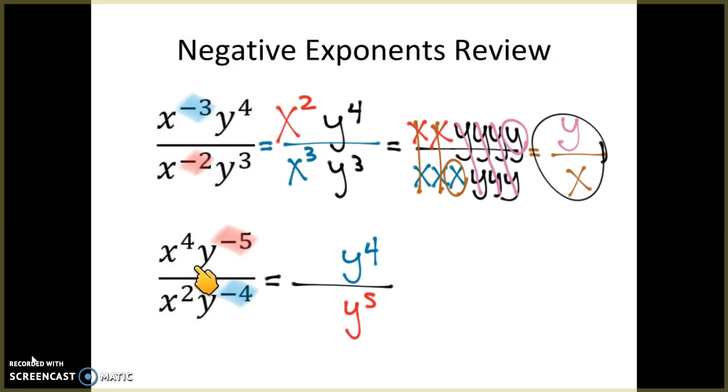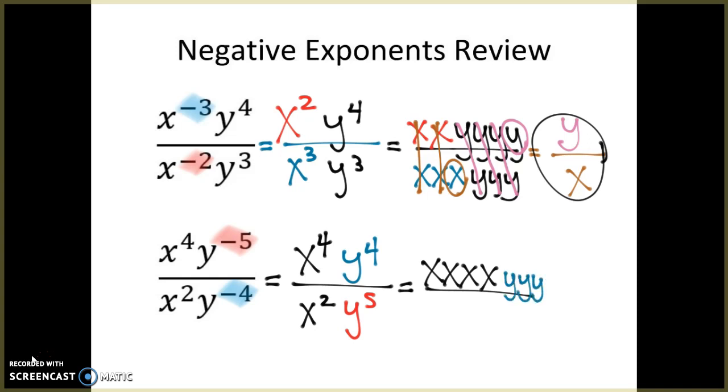And my x's are okay because it's x to the fourth, x squared, and I can just write those where they are because they're not negative exponents. And then when I go to simplify this, I just expand it out. So I have x times x times x times x. This x to the fourth power is expanded out like this. And then I have y times y times y times y. This y to the fourth power gets expanded out like this.